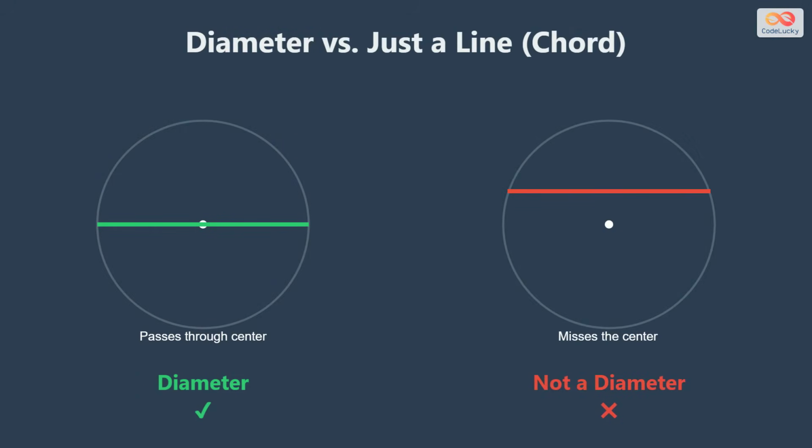Why is the center point so important? Look at these two examples. The circle on the left has a line going through the center. That is a diameter. The circle on the right has a line that misses the center. That is not a diameter, it is just a chord. Remember, if it does not touch the center, it is not a diameter.